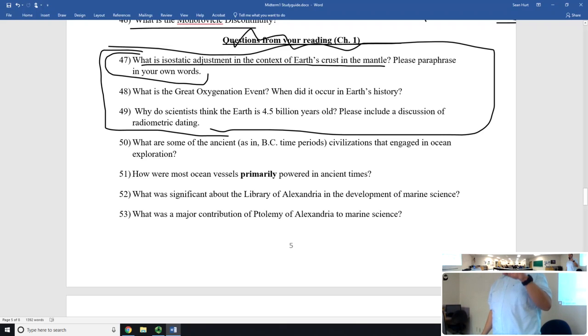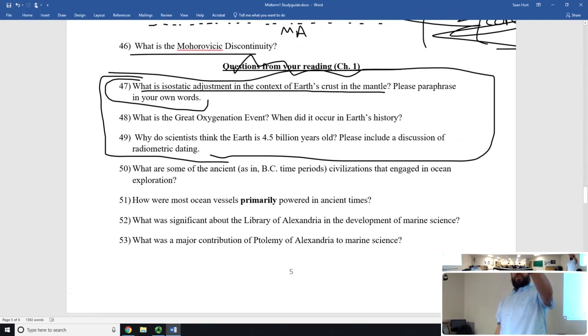The Great Oxygenation Event is the event that occurred about 2.5 billion years ago, in which you had a sudden increase of free oxygen in the atmosphere, that arose from the evolution of photosynthetic life. So that's what that's about. Remember, all oxygen in the atmosphere is from photosynthesis. We didn't start off that way. It came later.